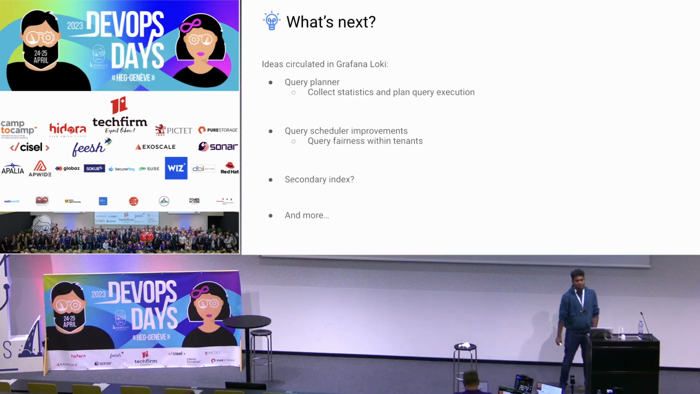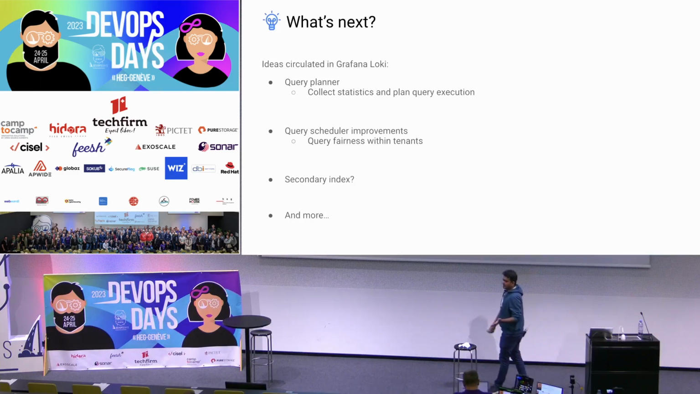And also query scheduler improvements. This is something like, if a single user is running different types of queries, and one is for alerting, and one is for some ad hoc queries for debugging, which one should get more priority, right? Because the alerting query is maybe higher priority, because if no alert is firing, then maybe something is terribly wrong. So that's some kind of query fairness within a single tenant. Maybe also a secondary index, right? Like I said, Loki doesn't index everything, only labels. So maybe there is more of a trade-off you can make there, I don't know.